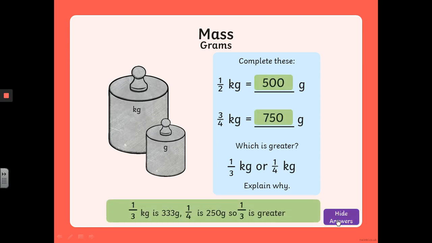So half a kg is equal to 500 grams, 3/4 kg is equal to 750 grams. Which is greater, 1/3 or 1/4? 1/3 kg is 333 grams. 1/4 is 250, so 1/3 is more than 1/4. How many of you could manage to get that answer? Let me know, please.